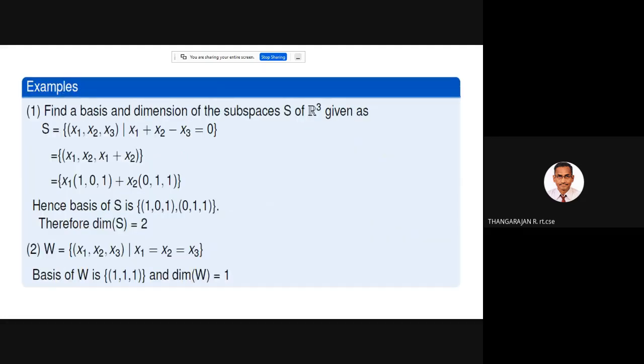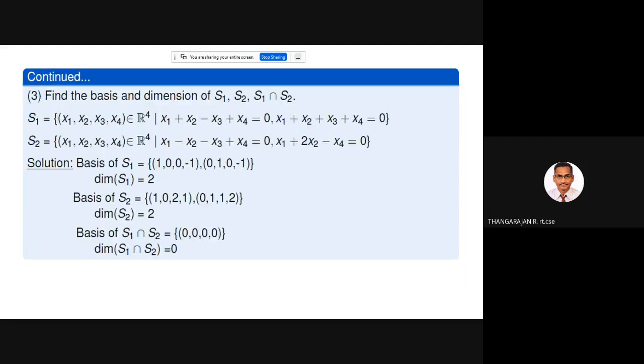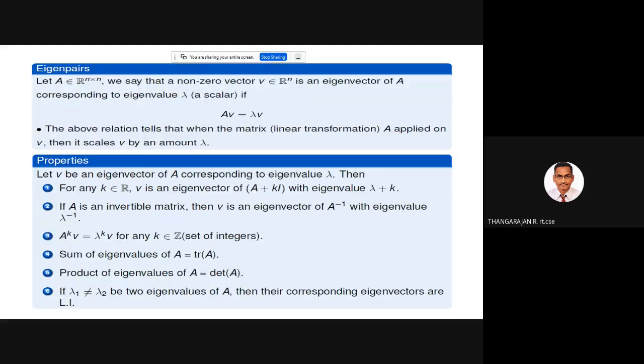So now this is about finding the basis and other things. I think I can skip them because of the time.